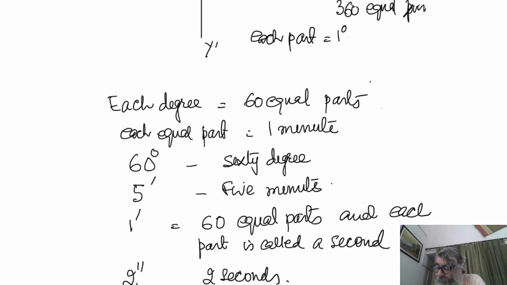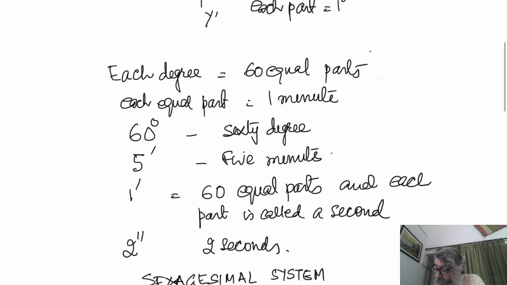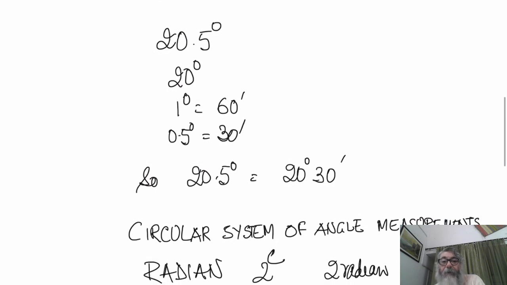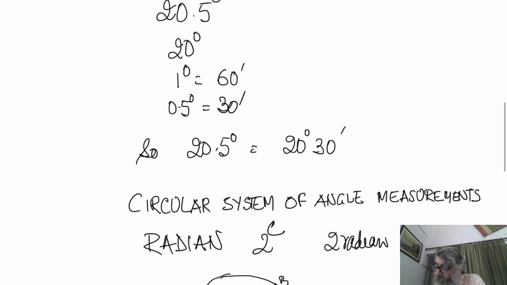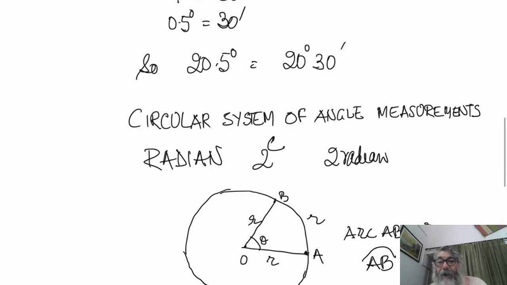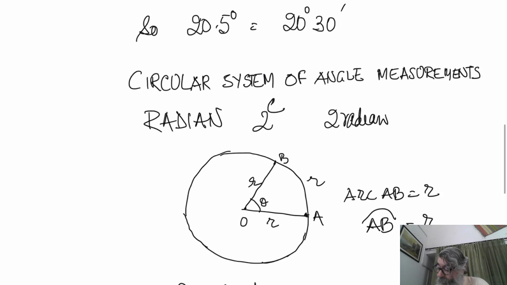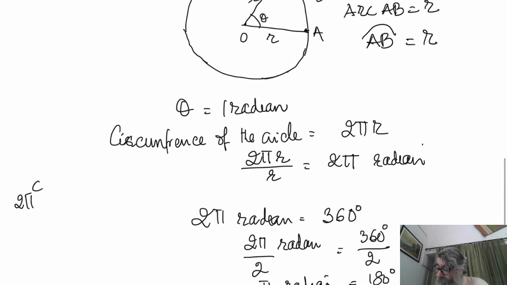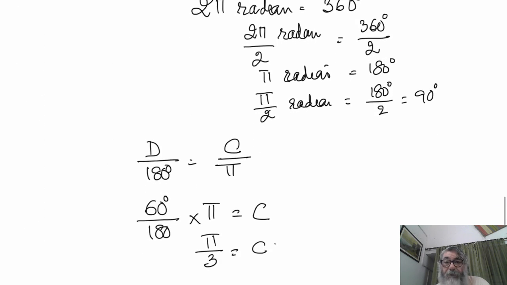The sign of degree is a circle on top. Minutes is one single line, and for seconds we put two dashes. This is degree measurement. Next we discussed the circular system of angle measurement, which is done in terms of radians. We explained what a radian is, and then we gave you the formula for conversion.